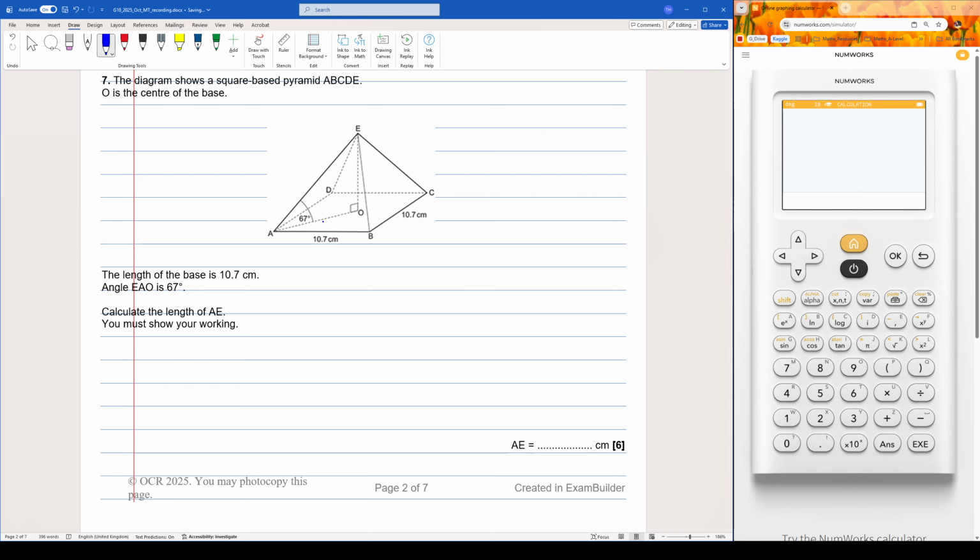This one I thought was a really interesting question. There were certainly some different ways of solving this. So the way that I'm going to do this is not the only way of doing this, of course. So now let's do this properly. If I want to find the length AC, I can do the root of 10.7 squared plus 10.7 squared, which would give me 15.1, therefore AO is half of that, 7.566, and therefore I can use that to find E.